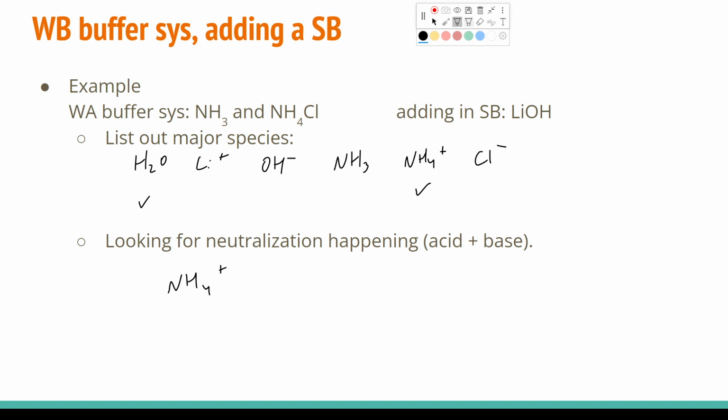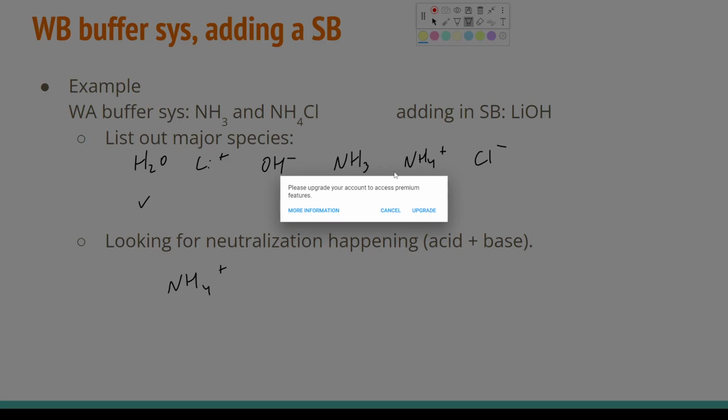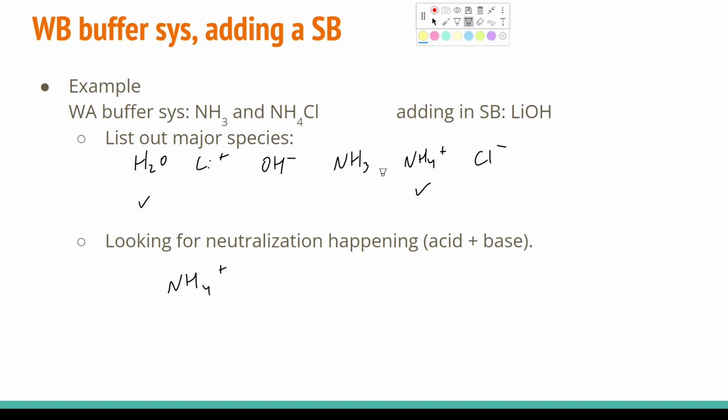And so cool. And so then we're looking at our base options. So our base options are water. We could do the hydroxide, the NH3. And so what are we trying to neutralize? We're trying to neutralize this strong one. So the strong one being OH minus. And so we're going to go ahead and write that in our neutralization.